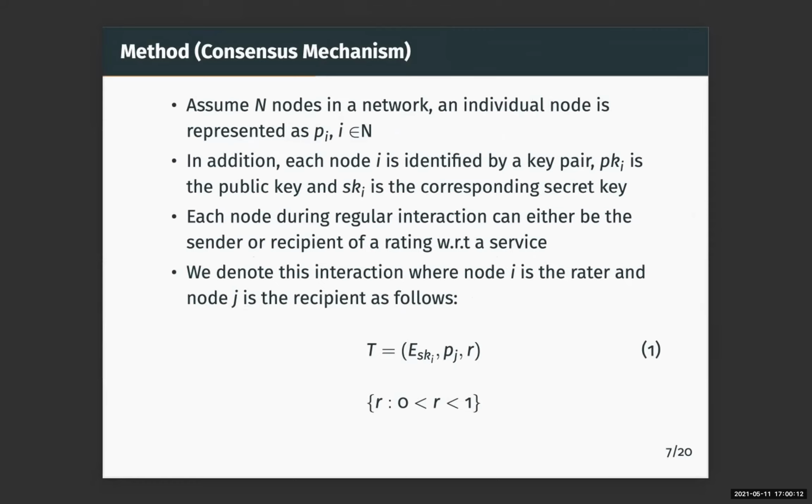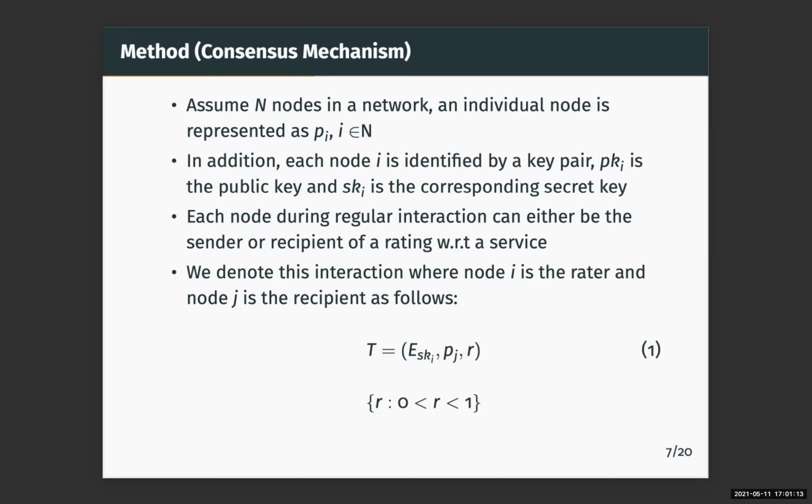So we start by assuming first that there are n nodes in a network, and then we denote an individual node as Pi, where i is an element of n. In addition to this, each node is identified by a key pair. First is the public key, and second is the corresponding secret key. Each node during the interaction with another node can essentially be either a sender or a recipient for a particular reputation rating with respect to a service that it has rendered in the network. So we denote this interaction between two nodes, let's arbitrarily call them i and j, as T equals a function of E, P, and R, where E with subscript SK defines the encryption.